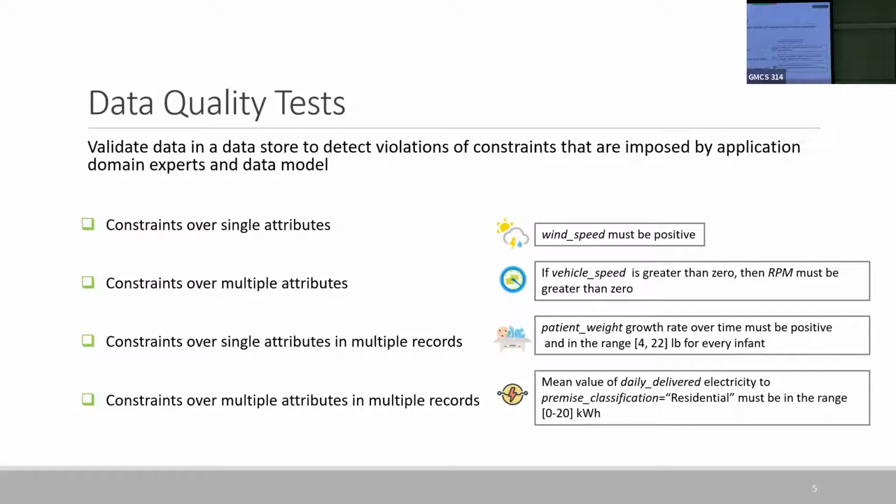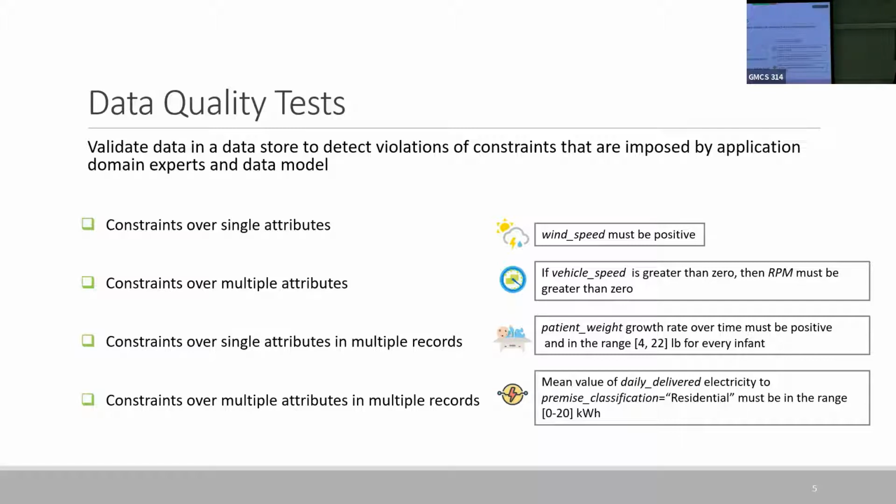It can be defined over multiple attributes as the relationship between those attributes. For example, in a vehicle data set, you may say if vehicle speed is a positive value, then the RPM also must be a positive value. So these are relationships between multiple features, and constraints can also be defined over multiple records in your data set, specifically for the sequence data set. For example, patient weight growth rate over time for an infant patient must be positive and in a specific range.